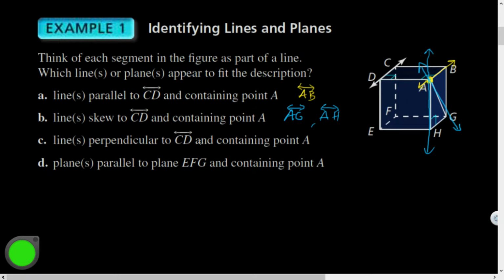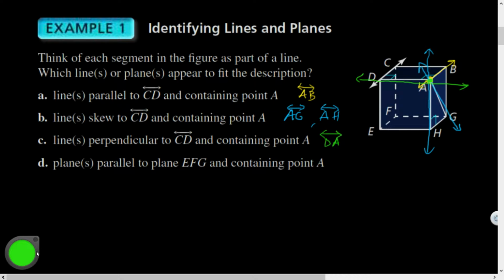Let's see, lines perpendicular to CD containing point A. DA? Did I hear DA? I think so. I'm calling it. We'll call it correct. I like it. Perpendicular. Also, notice the perpendicular symbol here. Line, duh.